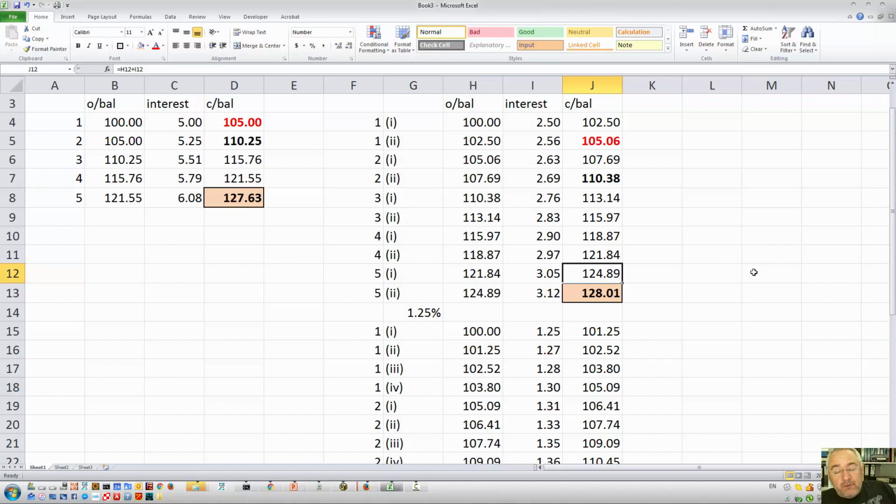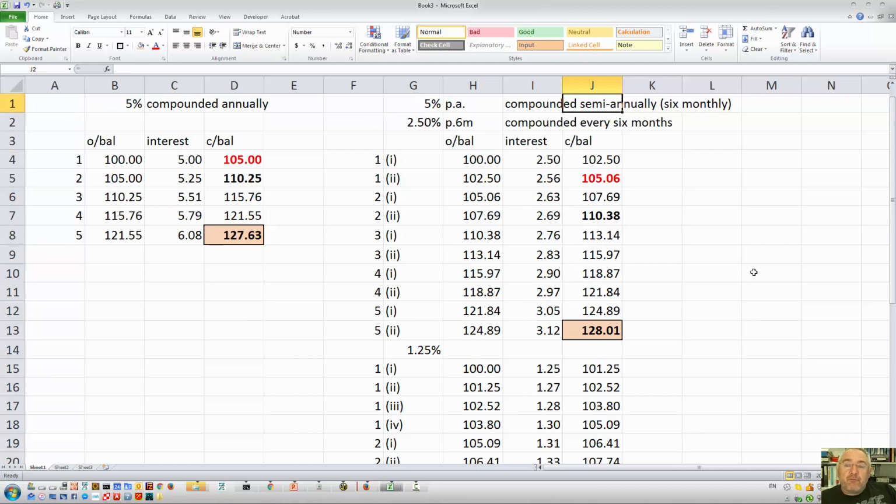Okay, so the more frequently you compound, the more you end up having. Okay, so that's all I wanted to say about frequency of compounding.